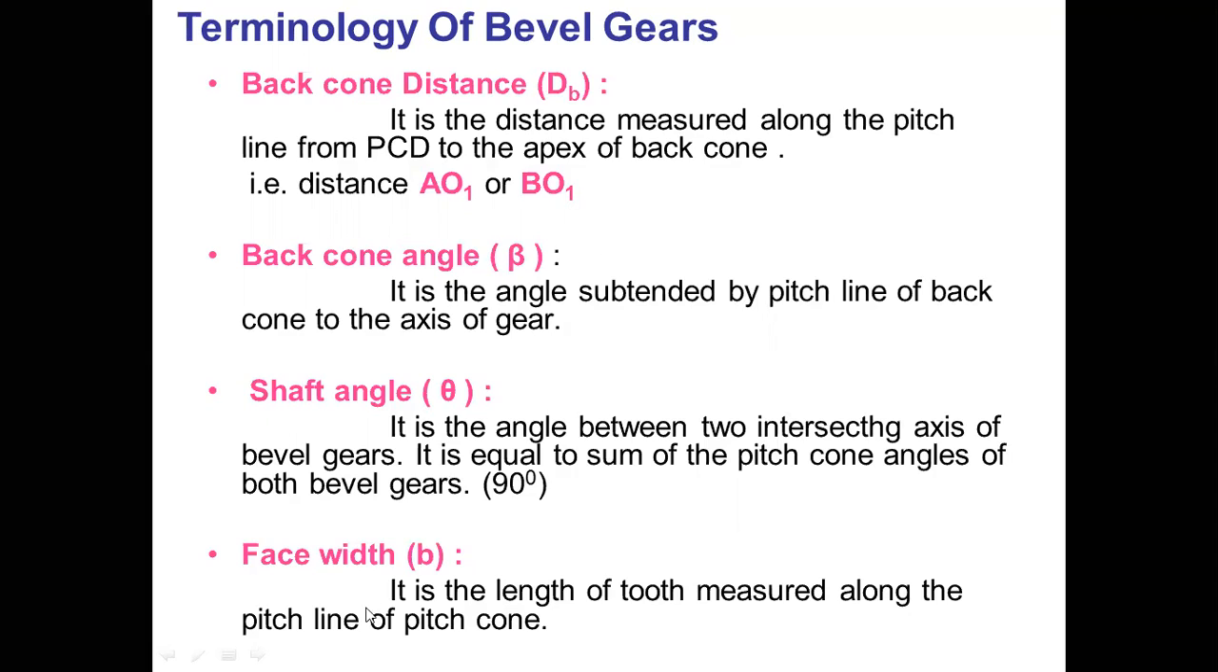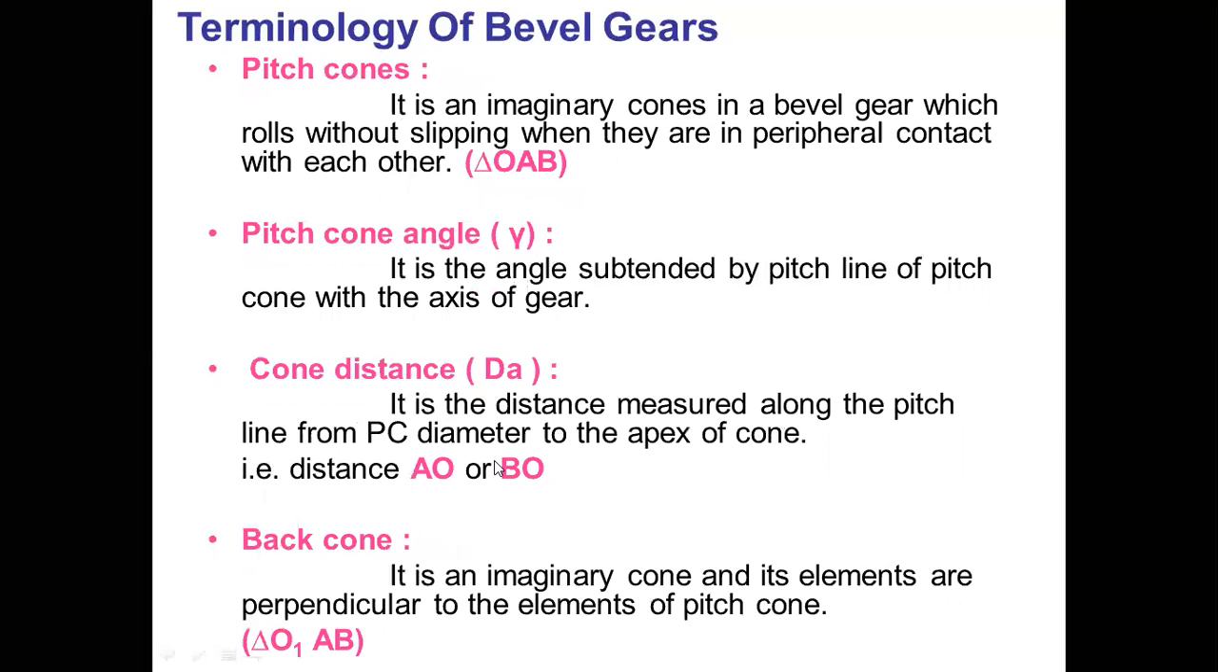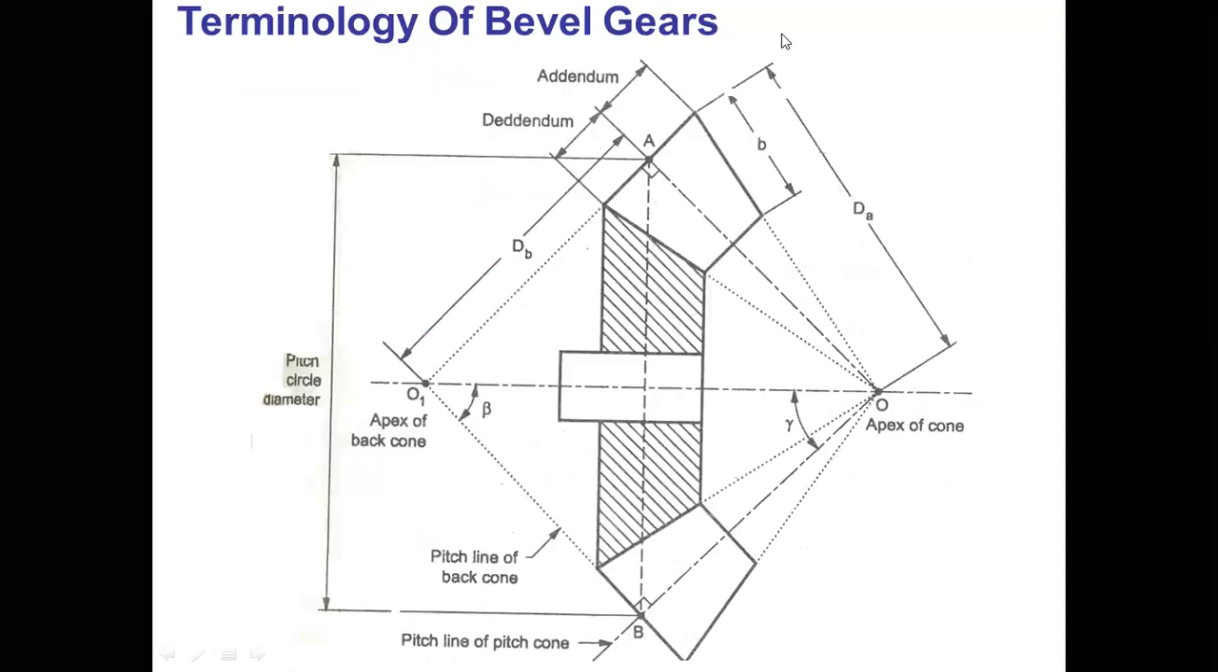Another terminology is the face width. It is the length of the tooth measured along the pitch line of the pitch cone. What is the face width? If we see this image, this length B is called the face width. These are the terminologies.